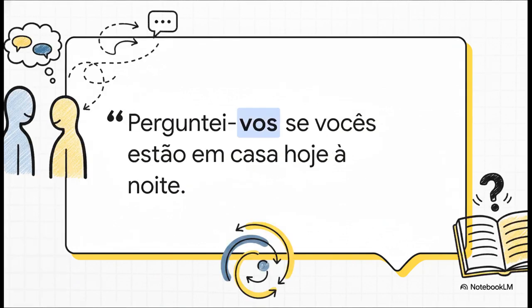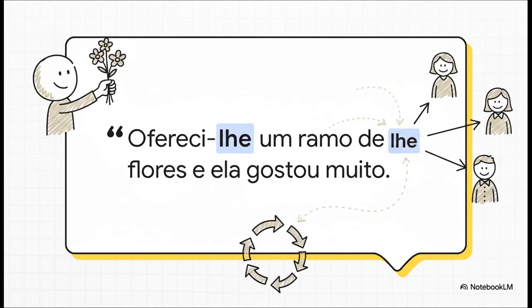Here's another one. Perguntei-vos. That means I asked you all. Again, that little vos just slides in there and replaces a longer phrase like a vocês. It just makes the whole thing sound more natural. And here's our star player again, lhe. Ofereci-lhe. I offer to her. And remember, depending on who we're talking about, it could also mean I offer to him. This little word is so versatile. Getting comfortable with lhe is a huge, huge step.